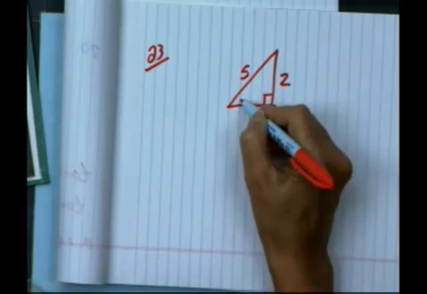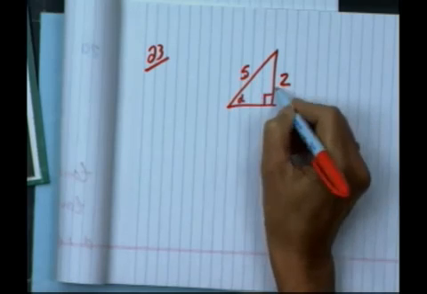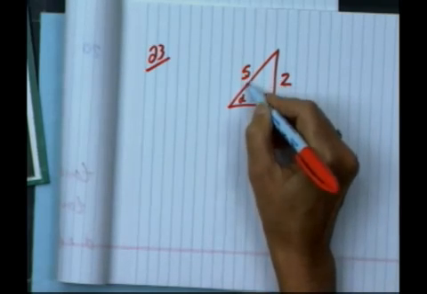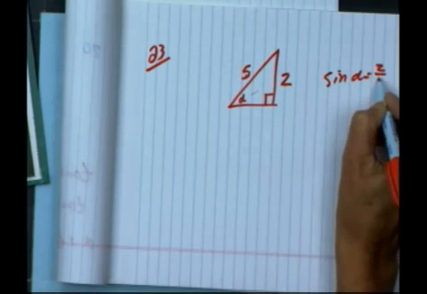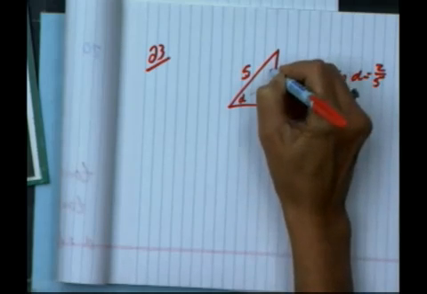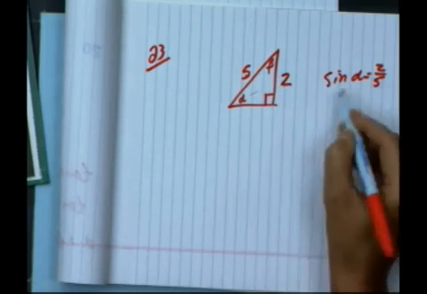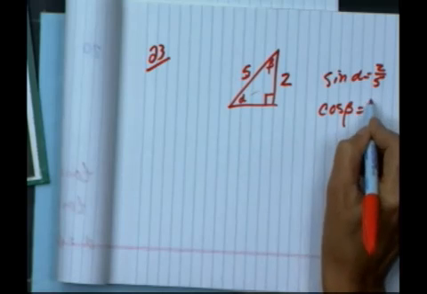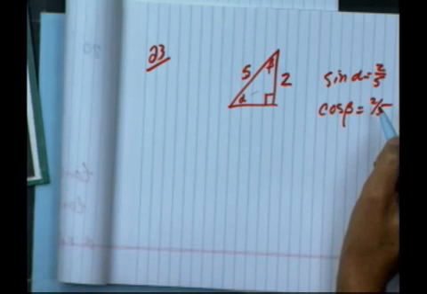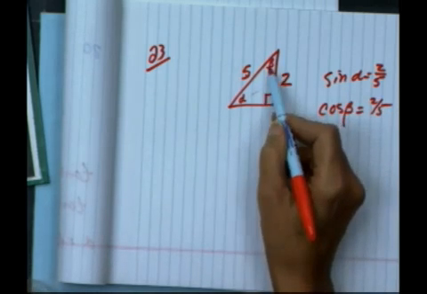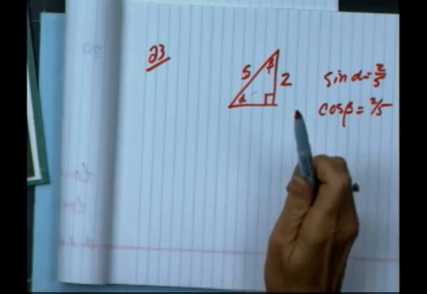So if you want this angle, what trig function are you going to use? Sine of alpha equals 2 over 5. If you want this angle, what are you going to use? Cosine beta equals 2 over 5. It didn't matter really which leg it was because you're just finding the angles opposite. All right? Another question for me?